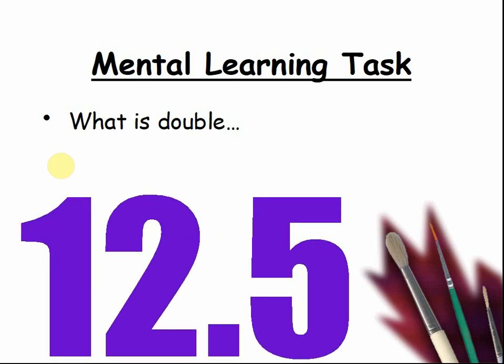What is double 12.5? Again, it could be tricky. 3, 2, 1, tell me. That's right. It was 25 because the half and the half make a whole. So it's 12 plus 12 plus a half, which makes 25.